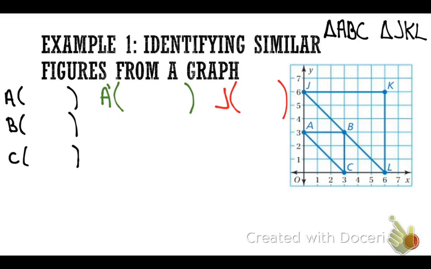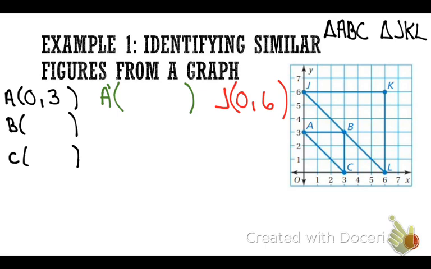Can anybody tell me, look at the graph, what is the ordered pair for point A? It is 0, 3. And now let's go over here to point J. Remember, there should be a clear connection between A and J, and the same thing with the other corresponding points. But let's just start with A and J. What is the ordered pair that matches J? 0, 6.